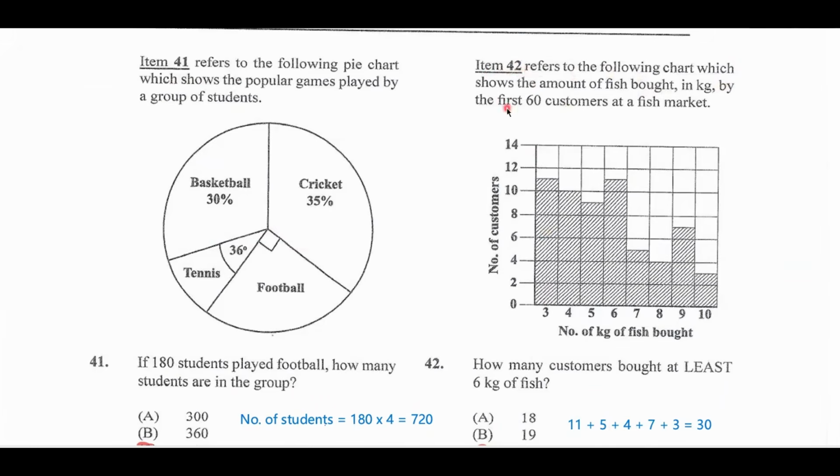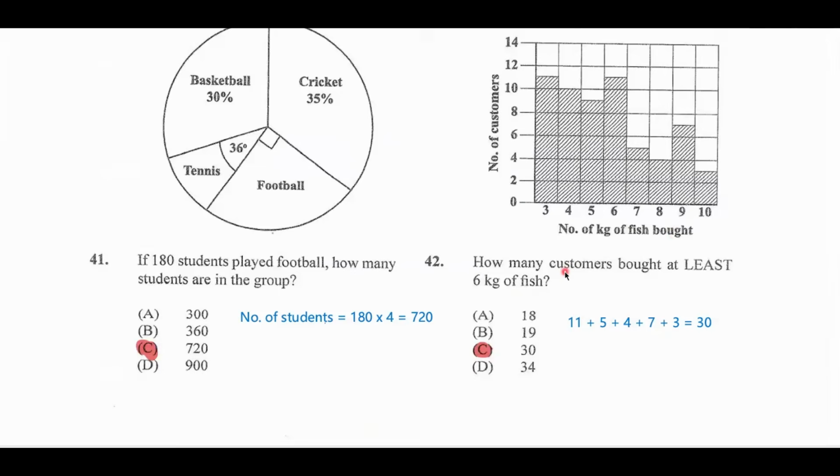Item 42, the chart, okay, histogram, shows the amount of fish bought in kg by 60 customers at a fish market. How many customers bought at least 6 kilograms of fish? What we're going to do is add 6 and onwards. This will correspond to 11. This will be 5. So it's 11 plus 5, add 4, add this will be 7, add 3, as you can see down here. When you add this up, you get 30, right? 30 customers, C.